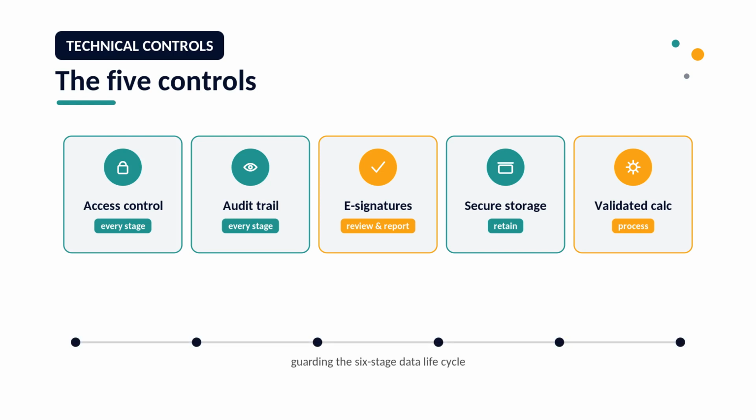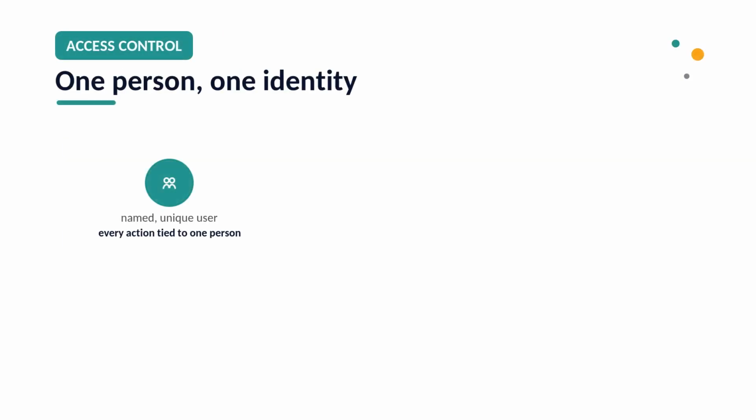2 of them, access control and the audit trail, never sleep. They protect every stage. The other 3 stand guard at specific gates. Let's take them one at a time. Control 1, access control. Attributability, the A in Alcoa Plus, starts at the login screen. Every action should tie to a named, unique individual.